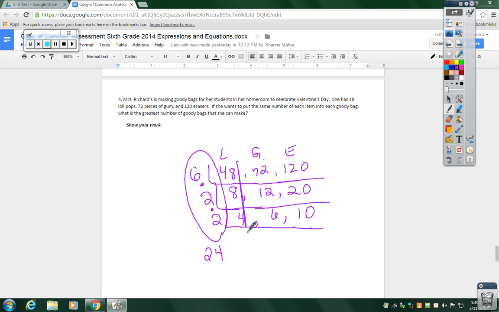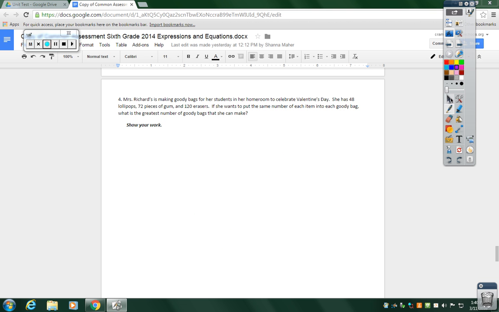4 divided by 2 is 2. 6 divided by 2 is 3. And 10 divided by 2 is 5. There's 2 lollipops in each bag, 3 pieces of gum, and 5 erasers. Okay? Last one.